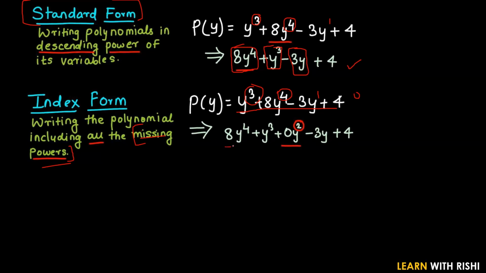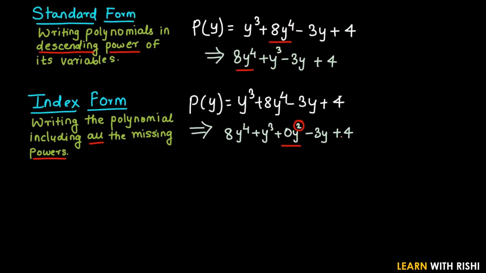So I'm writing here 8y raised to 4 plus y cube. As the second power is missing, I'm writing it as 0y square. Why 0y square? Because there is no term with variable y square, but we have to show that term as we're writing the polynomial in index form. 0y square is nothing but 0, and 0 multiplied by anything is 0 only. But to represent it, I am writing it as 0y square. Minus 3y plus 4 as it is.